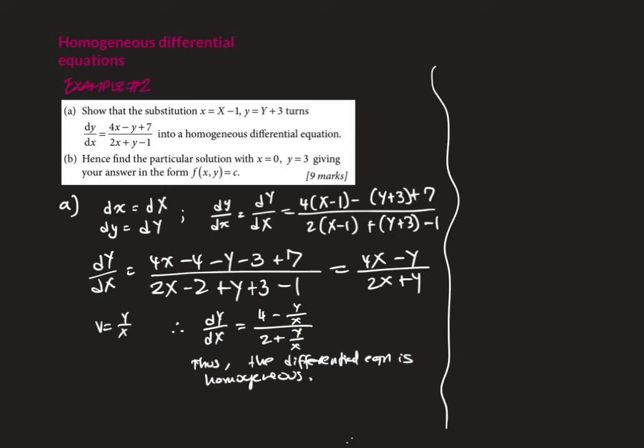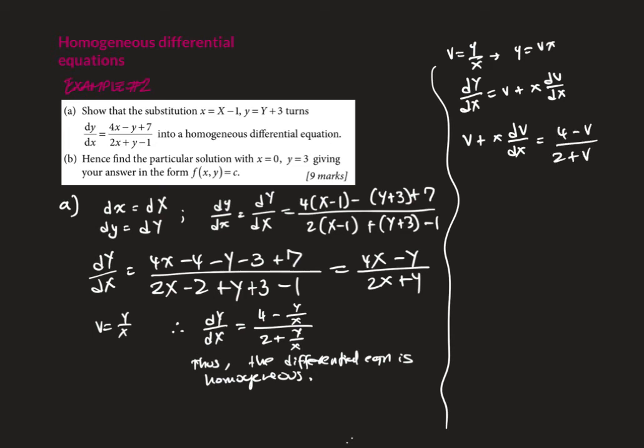Now, in order to solve the differential equation, we need to complete the substitution. So with the substitution v equals y over x, then we get y equals vx, and that means the derivative of y with respect to x is going to be v plus x dv dx. And substituting that in the left hand side and v in the right hand side, we get v plus x dv dx is equal to 4 minus v over 2 plus v. Now this is the differential equation that we're going to solve by separation of variables. So let's clean the part A so that we can get working on the solution.